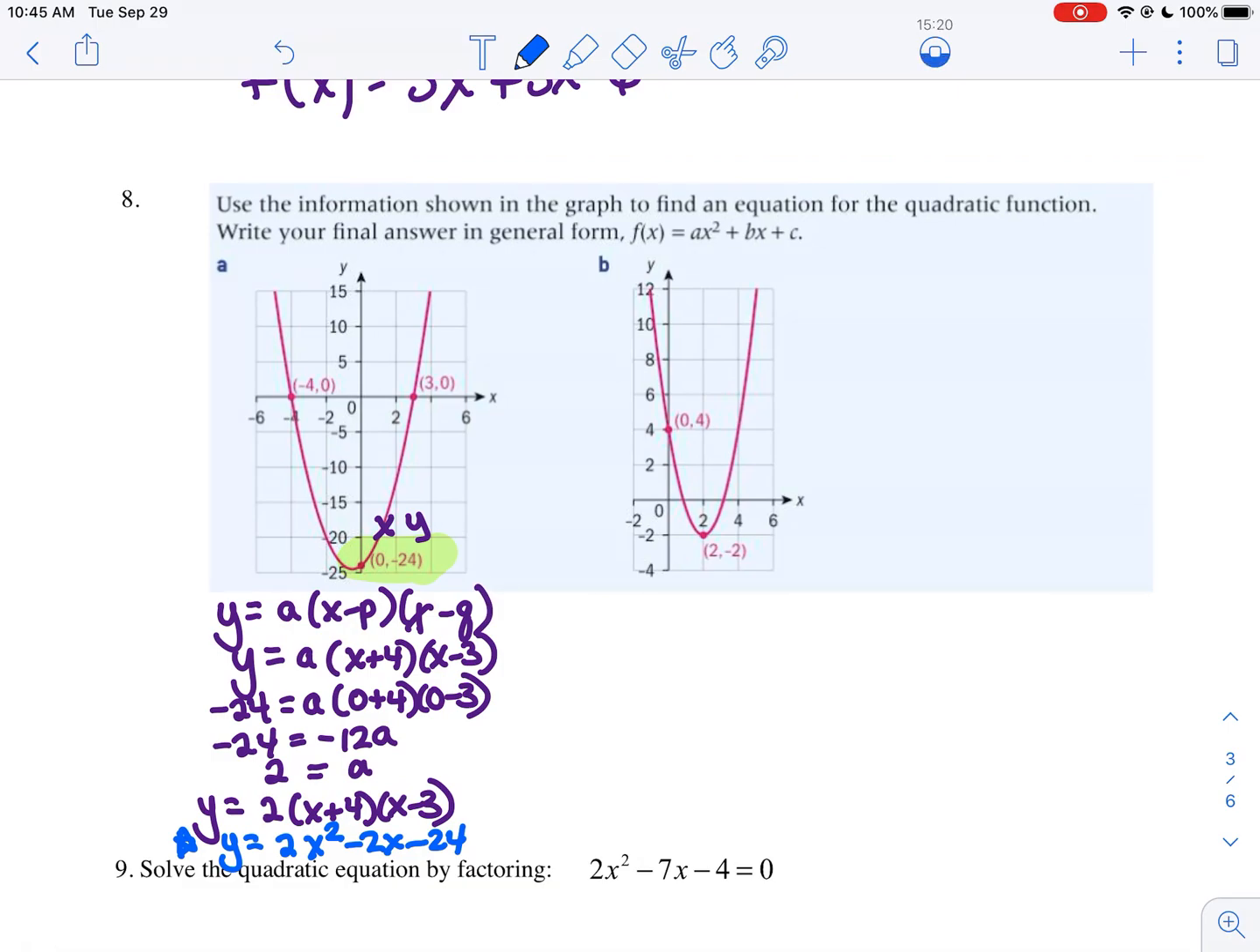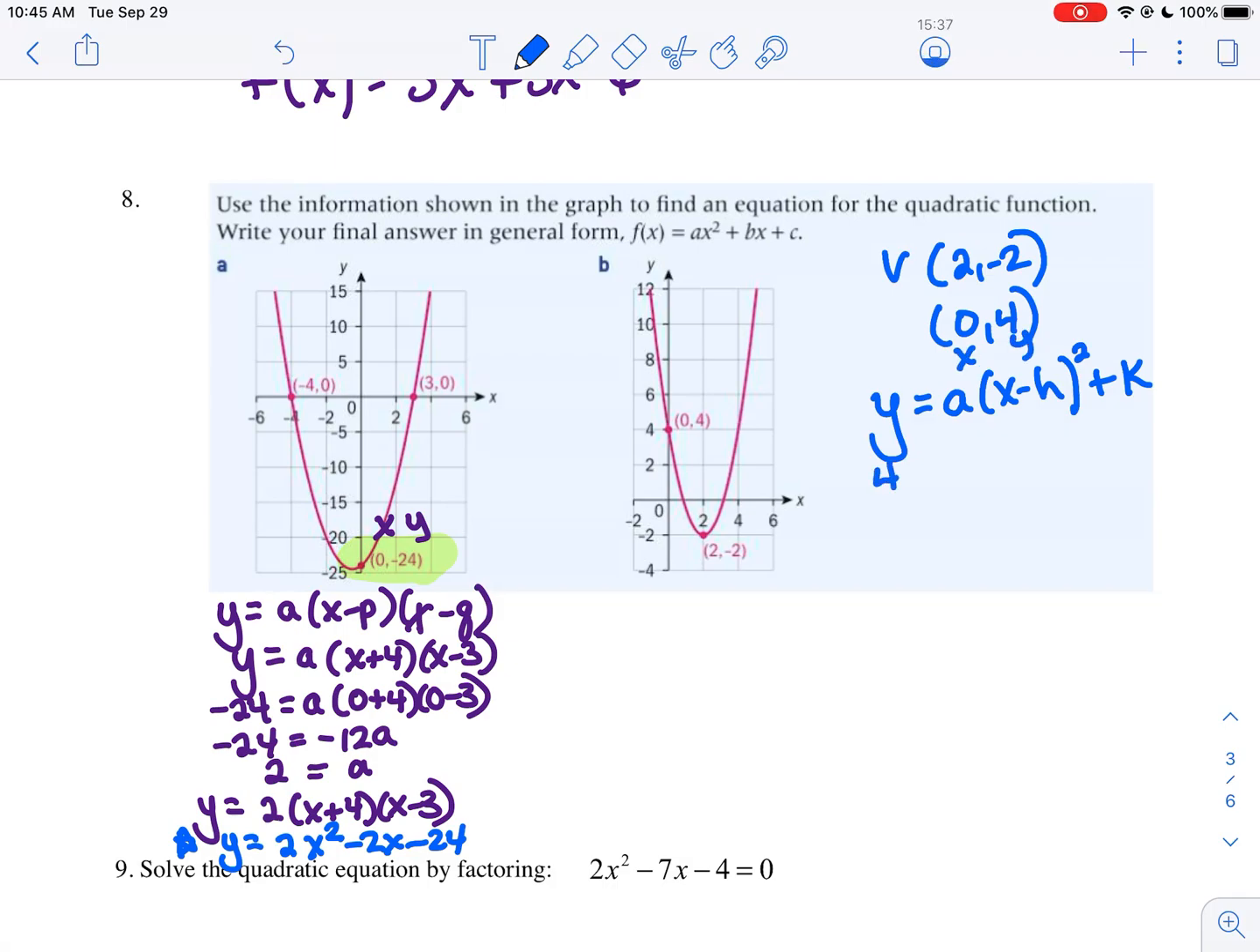All right, how about this one? All right, right now I have the vertex. The vertex is 2, negative 2, and I have a point, 0, 4. So I'm going to use vertex form to get me started. So this 0, 4 is the x, y. So that's going to be 4 equals a times 0 minus 2 squared minus the 2.